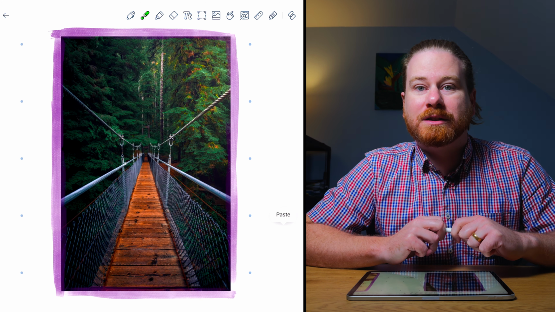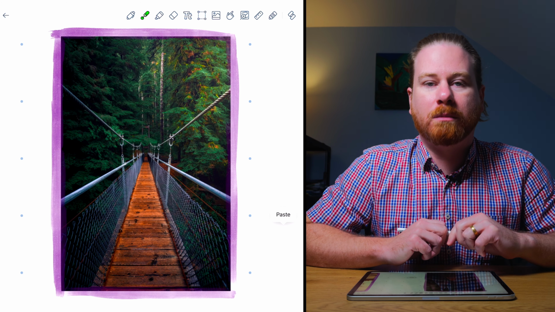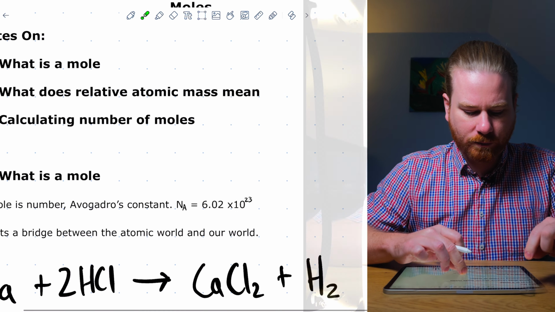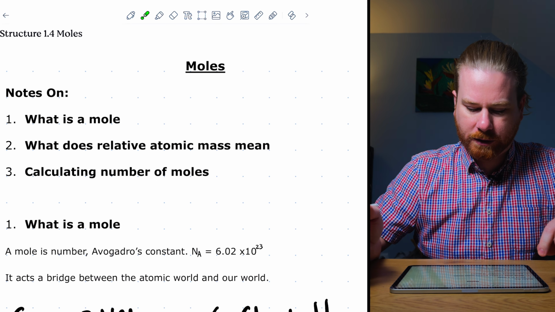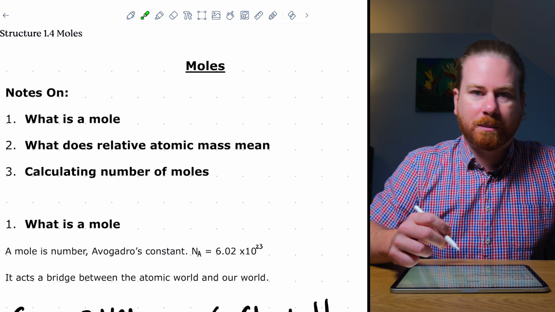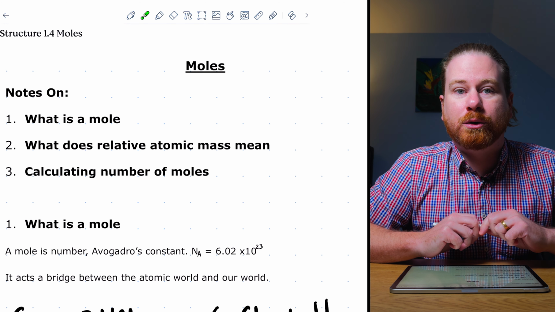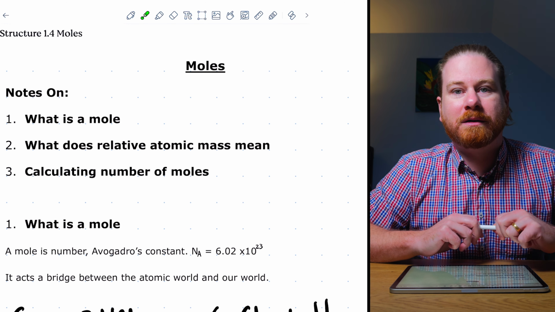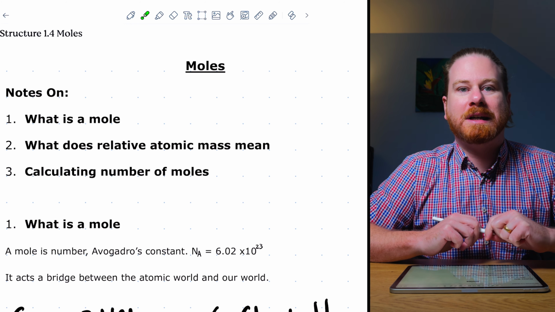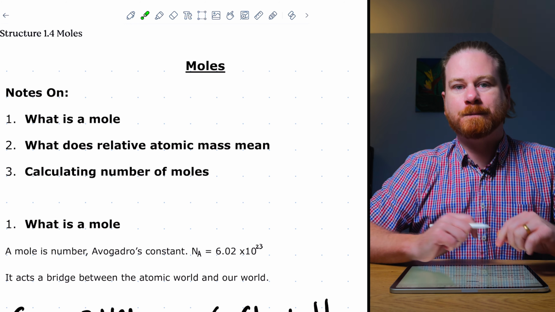So we are going to figure out what a mole is, why carbon-12 is so important, and then finally we're going to solve some molar mass problems. So here we go. This is what we're doing today. So a quick reminder to pause the video and download this PDF so you can be making your own revision notes as we go through this lecture.